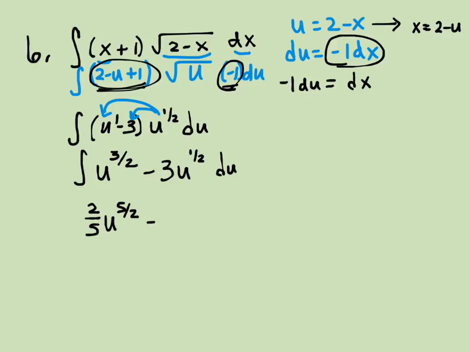The 3u to the 1/2. Well, u to the 1/2 will become u to the 3 halves, right? And it'll be times 2/3. So this will be 3 times 2/3, or just 2. And then plus my c on the end, right?